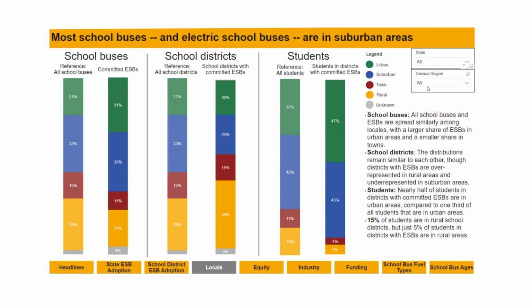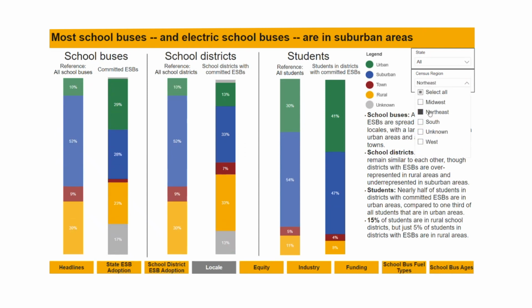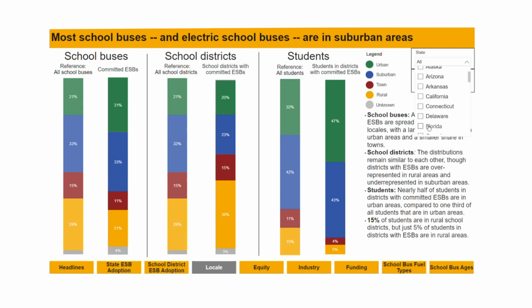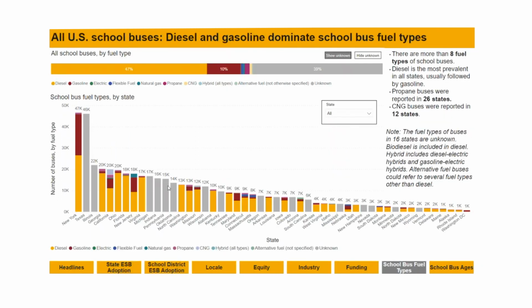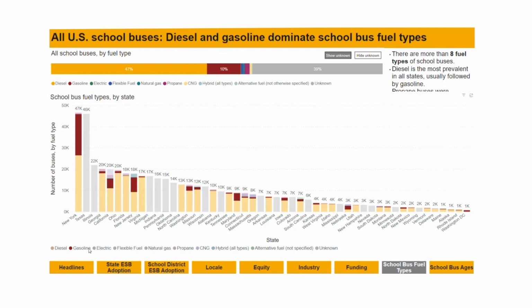Some visualizations have filters on the right side. Click the down arrow to open the drop-down menu and then select or deselect items. You can also click on an entry in a legend or on a section of a chart to filter to that selection.